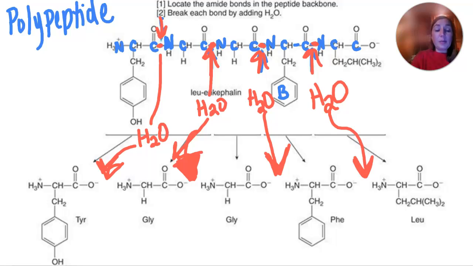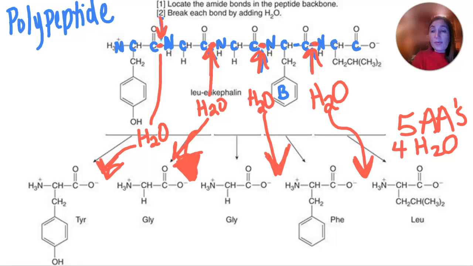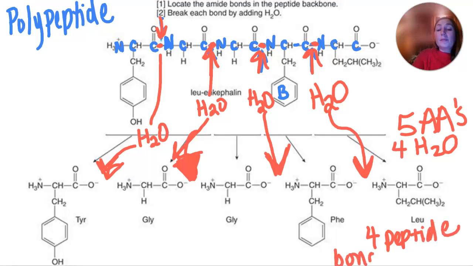Okay, so we end up with our separate amino acids, 1, 2, 3, 4, 5 separate amino acids. We needed 4 water molecules. Why? Because we had 4 peptide bonds to break. So I'm just going to write down 4 peptide bonds were broken. Woohoo!